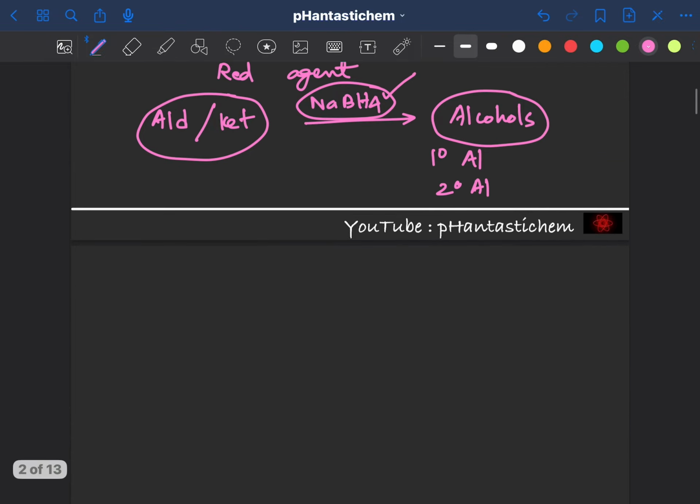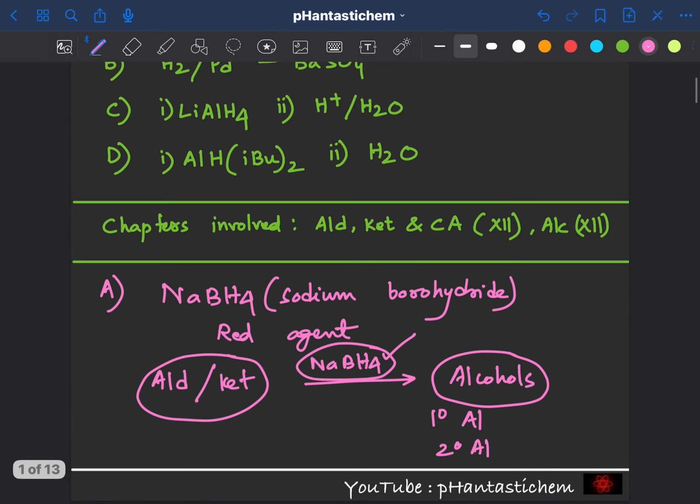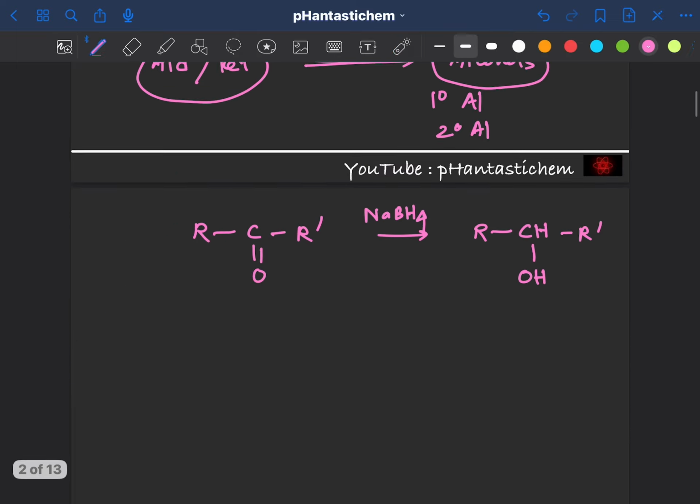For example, if you have a ketone, that is RC double bond O R dash, and you want to convert it into a secondary alcohol, that is RCHOH R dash, then NaBH4 can be used for this conversion. Then the second reagent given in the options is hydrogen over the catalyst palladium, supported on barium sulfate. So the second reagent is H2, Pd on BaSO4.